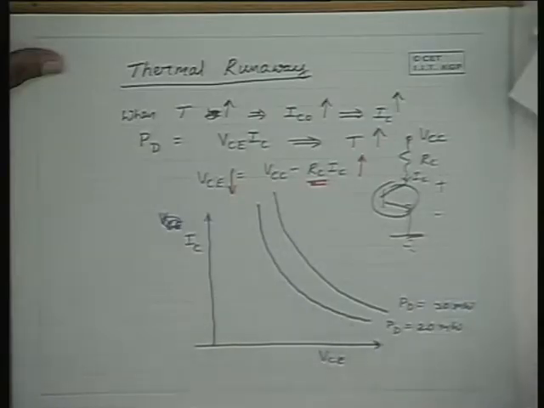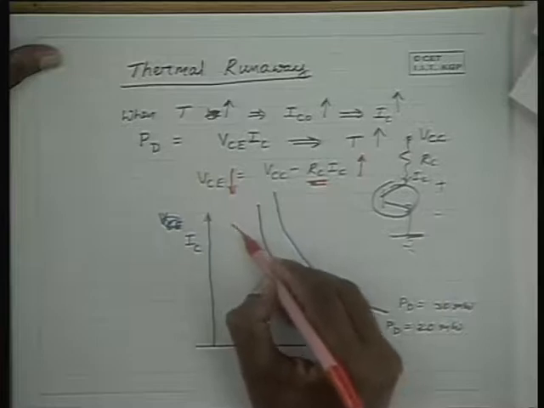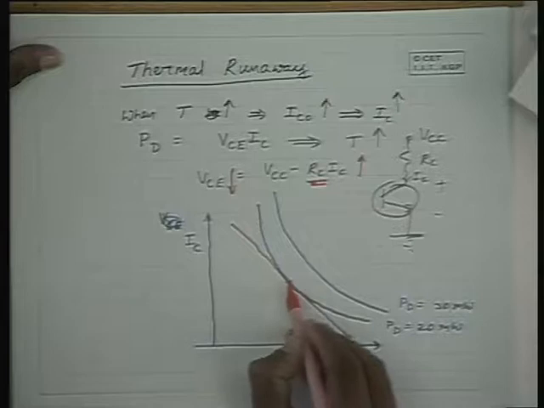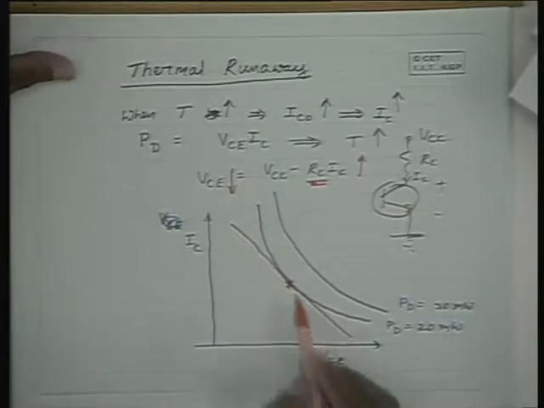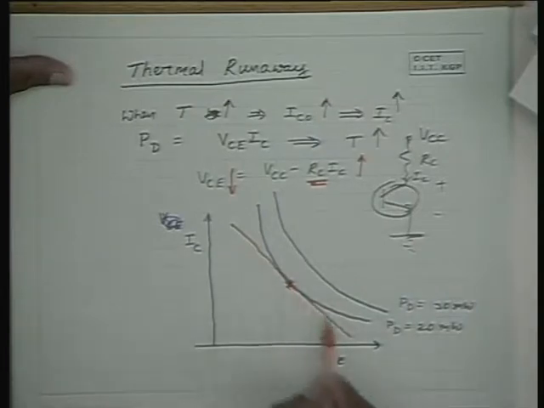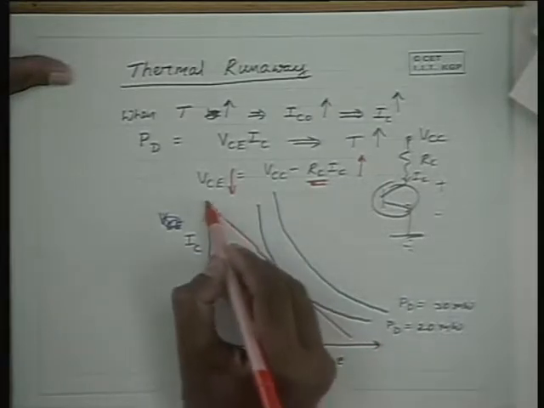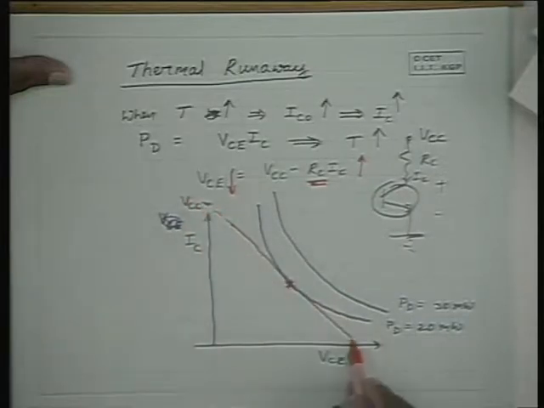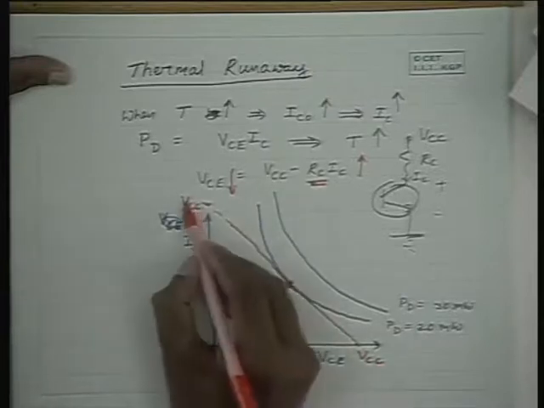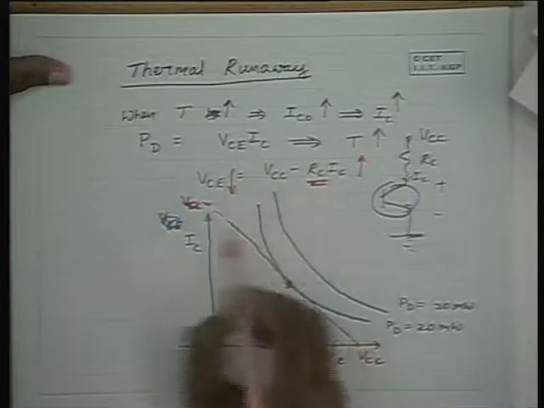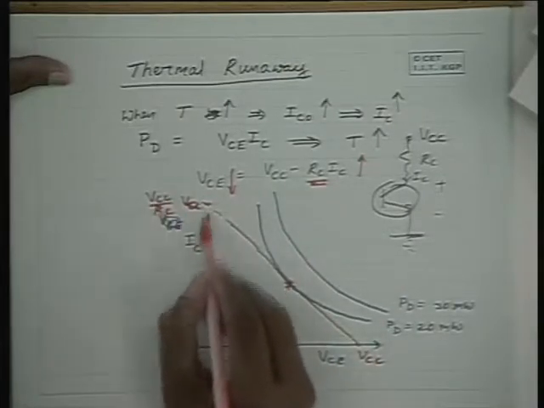Now, if you bias the transistor such that the load line is passing through this point, then when IC rises, please note that the load line is given by this equation, VCE is equal to VCC minus RC IC. It is an equation between VCE and IC. It's a straight line equation with this point given by VCC, that is when IC is equal to 0, VCE is equal to VCC, and this point is when VCE is equal to 0, IC is equal to VCC by RC. This point is VCC by RC point on the current scale.